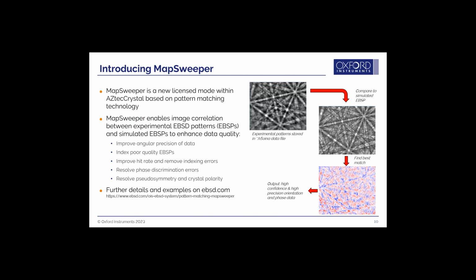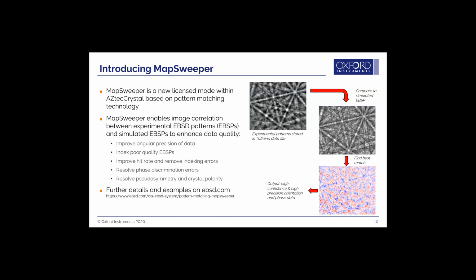So this is MapSweeper in Aztec. It's the hybrid pattern matching method. We'll go into one of the other sweeps that's part of the software. But we're hoping to solve a number of different problems that are going to arise during the indexing steps, mainly trying to index poor quality EBSPs. Hopefully the reason you have poor quality EBSPs is sample related. And like I said, if you're not doing the sample prep good enough, that's not the reason to use MapSweeper.